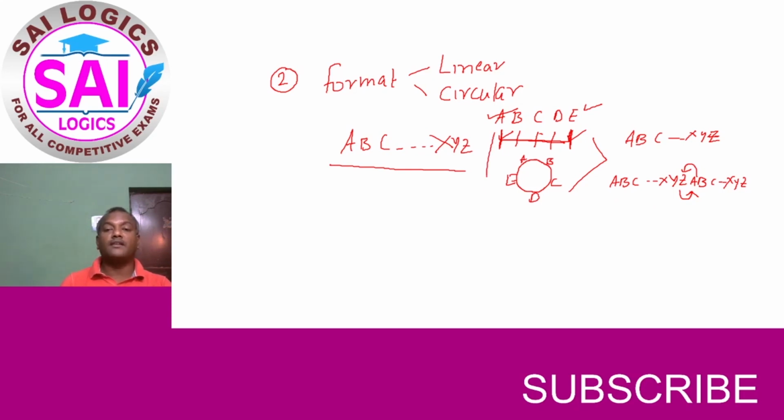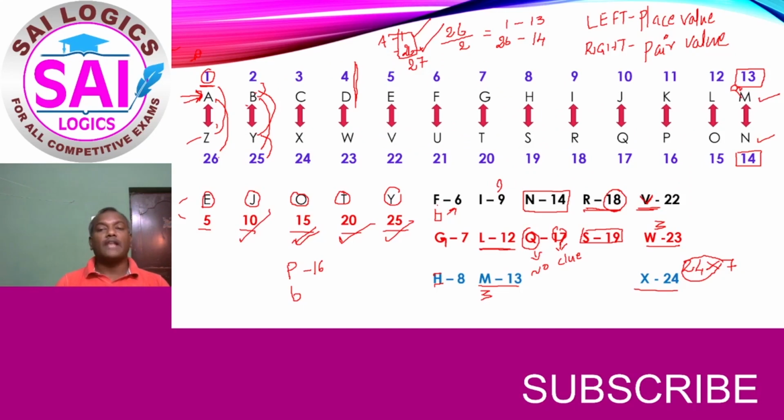If you understand the difference, then it will be much easier for us while doing sitting arrangements. Now we have understood the values of alphabets. There will be two values, a place value and a pair value, and the two formats of alphabets, that is a linear format and a circular format. Now if you can observe here, A is 1 and Z is 26, and B is 2 and Y is 25, C is 3 and X is 24, D 4 and W 23.